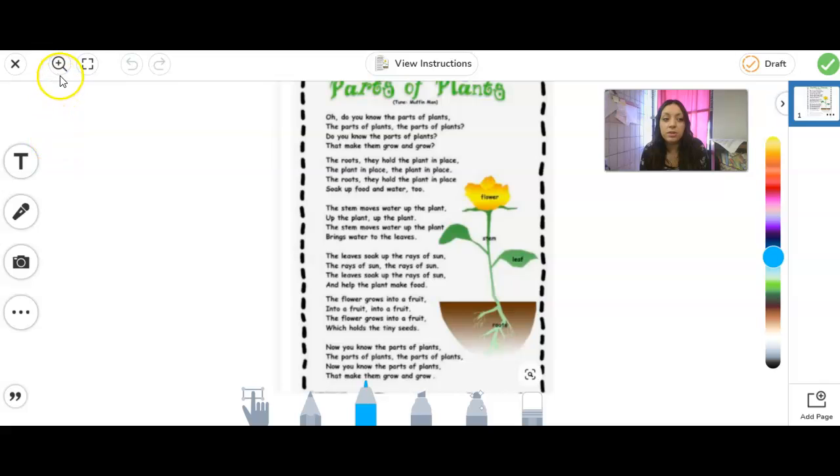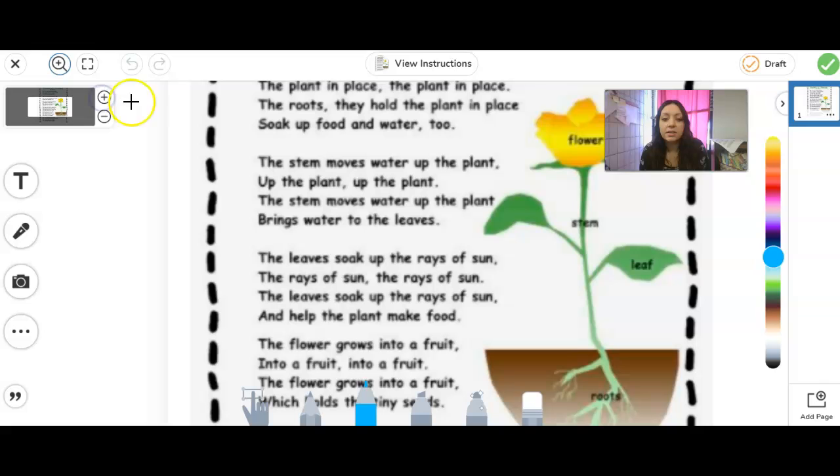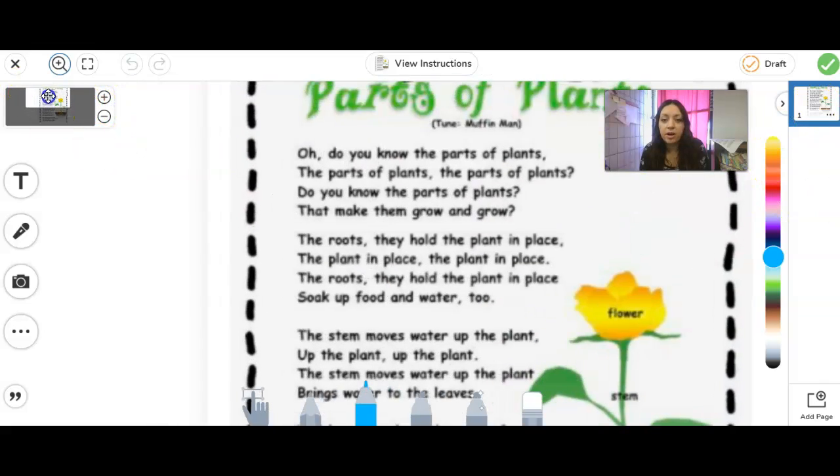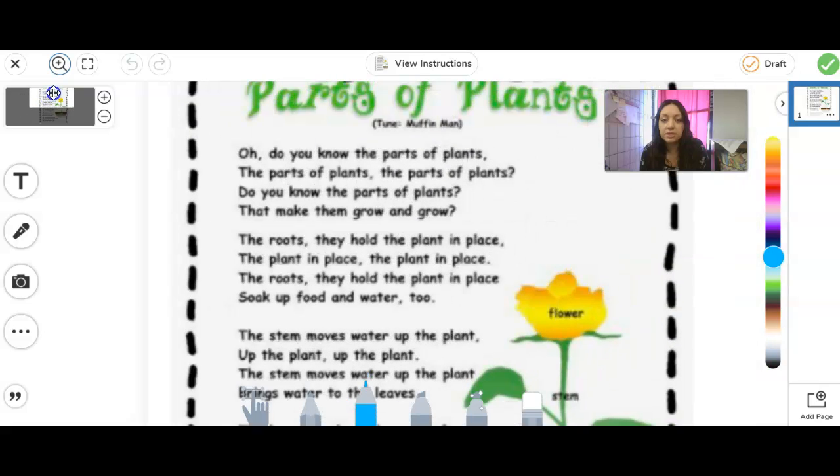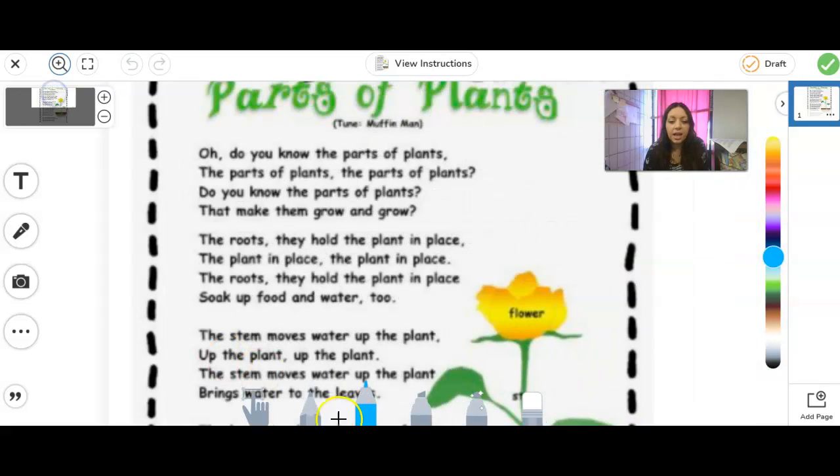I'm going to make sure that we can blow it up so you can see it a little bit better. Remember, you can always hit the plus arrow so you can see, and then you move the box around so you can see everything where you want to see. All right, so our title is Parts of the Plant, and we're just going to go through and highlight our sight words first, because these are the words that we don't have to stop to try to sound out.